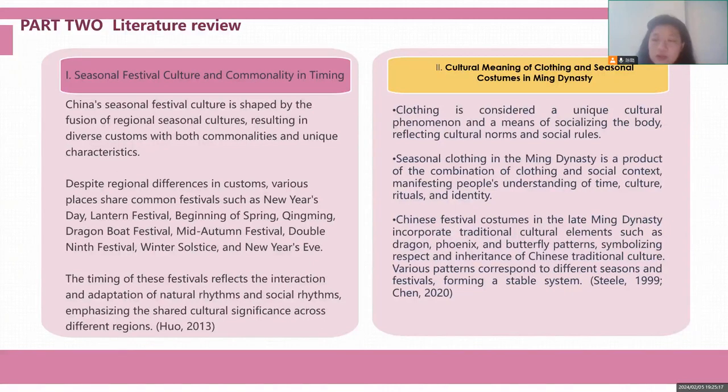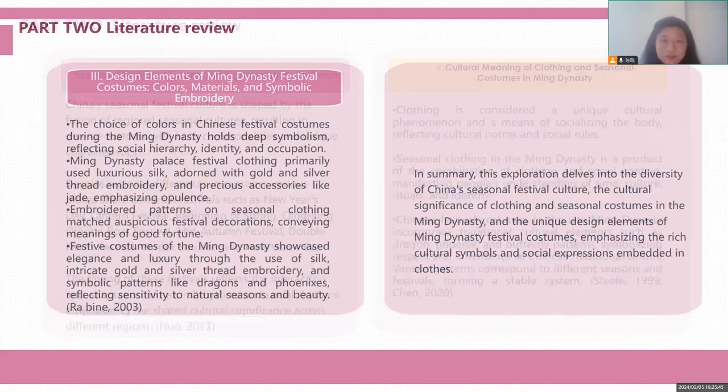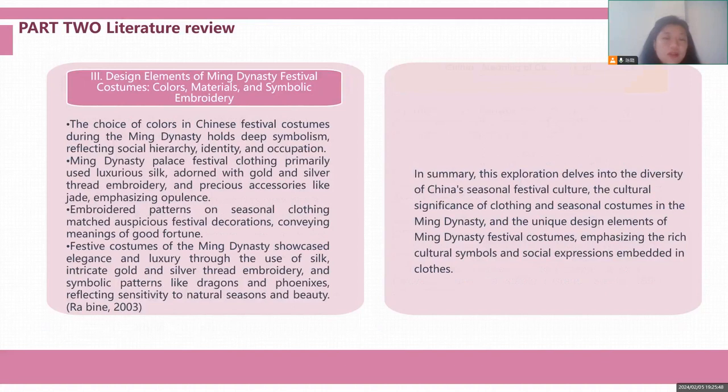Chinese festival costumes in the late Ming Dynasty incorporate traditional cultural elements such as dragon, phoenix, and butterfly patterns, and so on, symbolizing respect and inheritance of Chinese traditional culture. Various patterns correspond to different seasons and festivals, forming a stable system. The third part, design elements of Ming Dynasty festival costumes: colors, materials, and symbolic embroidery.